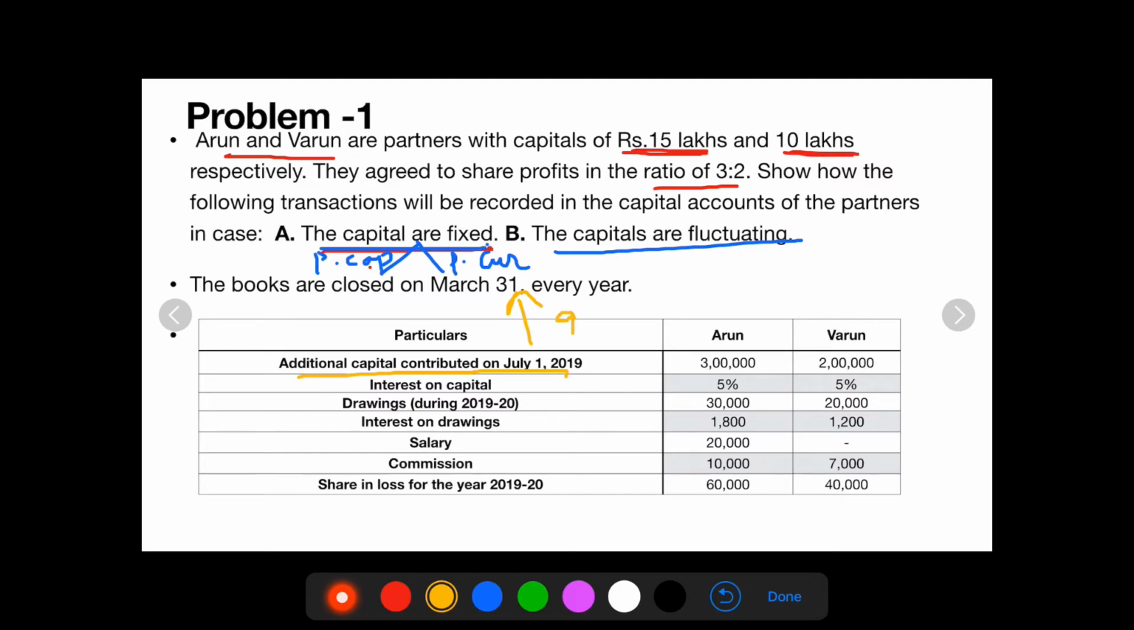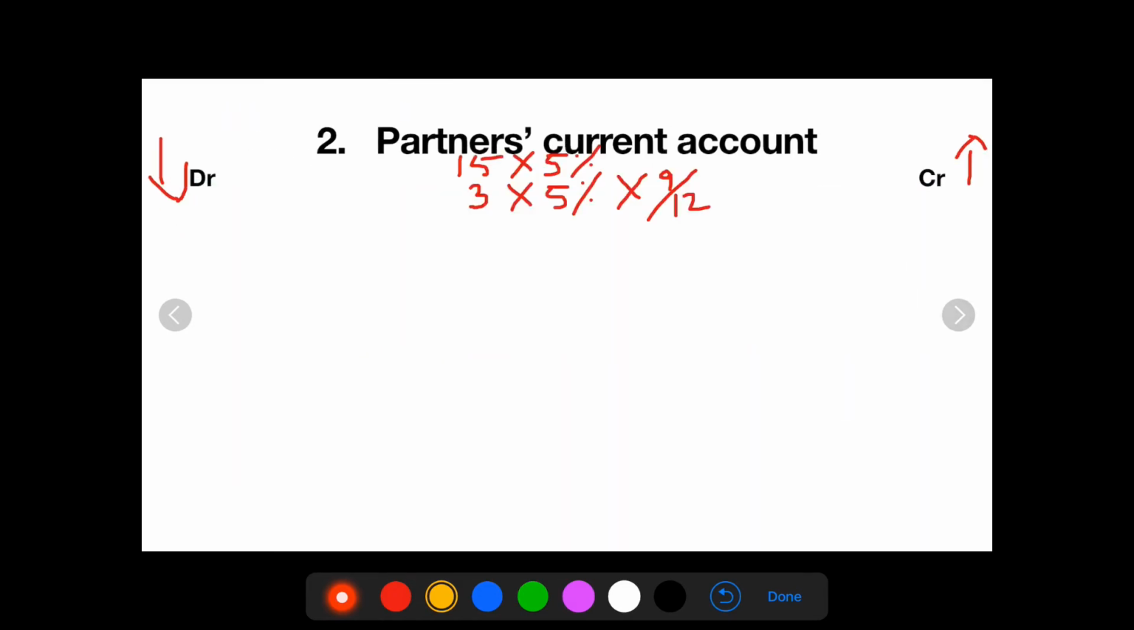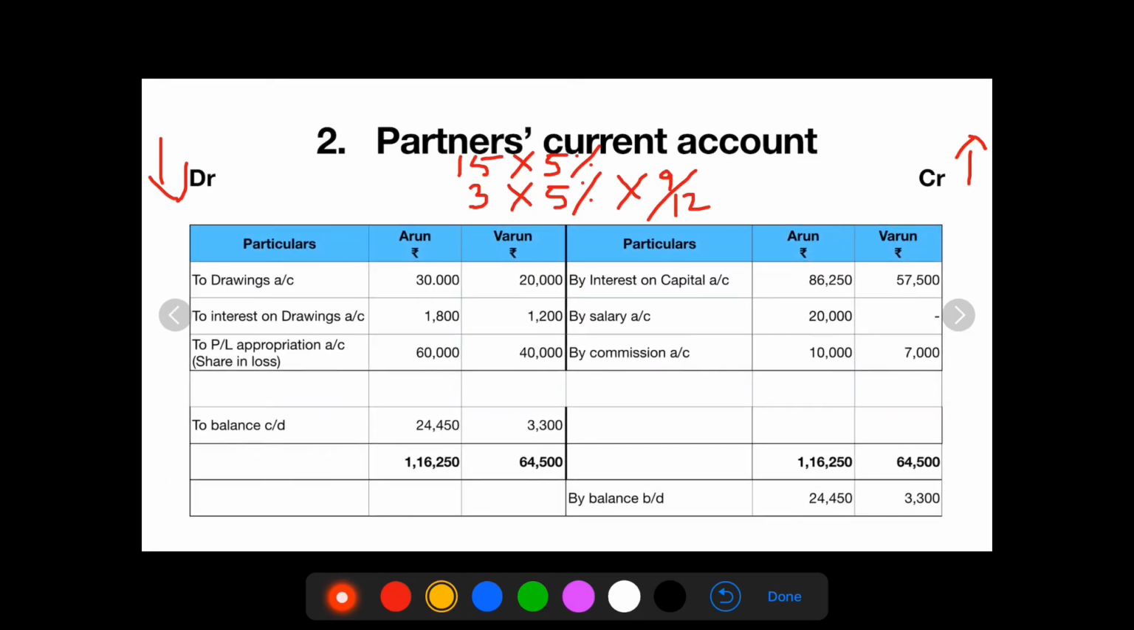The calculation goes like this: July, August, September, October, November, December, January, February, March. We are going to get 9 months. Let's get back to the solution. That is interest on capital for Arun on 3 lakh, 5%, for 9 months. 9 by 12.